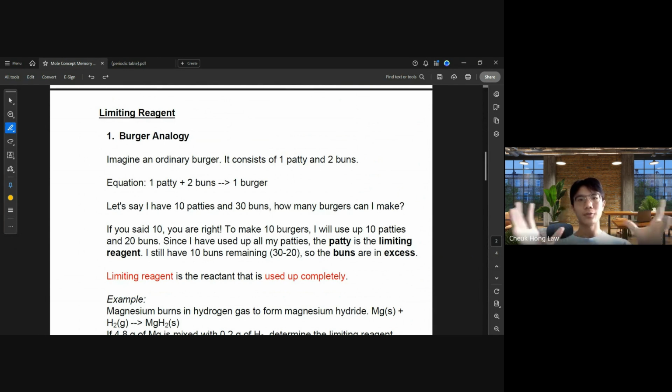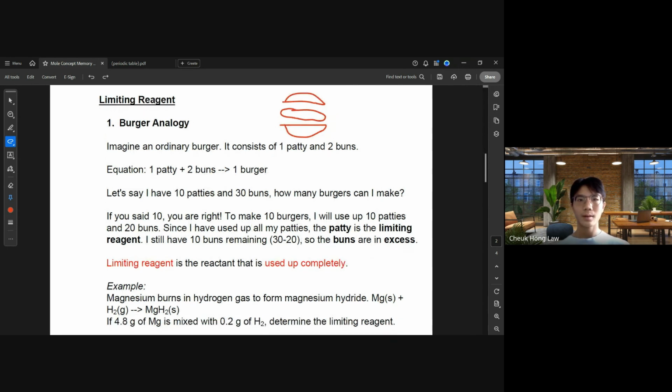I like to use this burger analogy. Imagine an ordinary burger. It consists of 1 patty and 2 buns. So you have 1 bun here, another bun here, and then a patty in the middle. So you have 2 buns, one on top, one below, and a patty in the middle. The equation I'm going to write for this is 1 patty plus 2 buns gives you 1 burger. Just like a normal chemical equation, but we're using burgers, patties and buns.